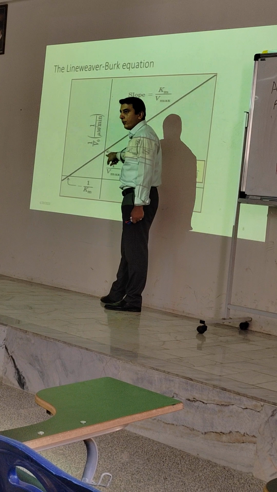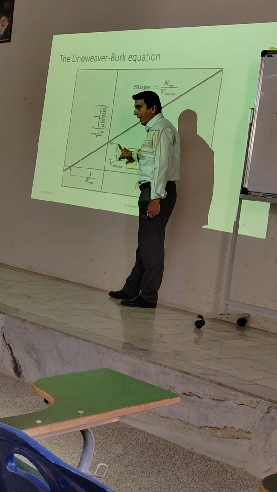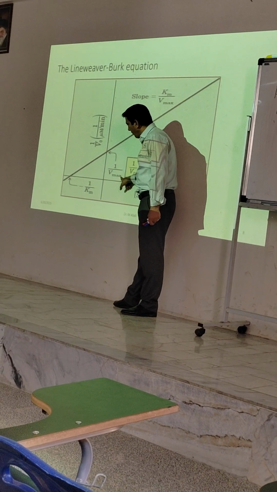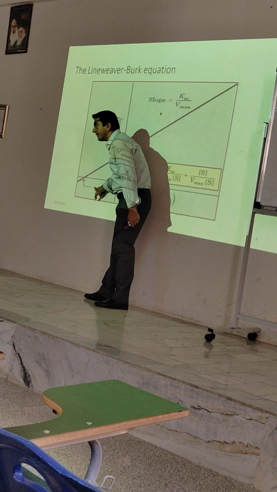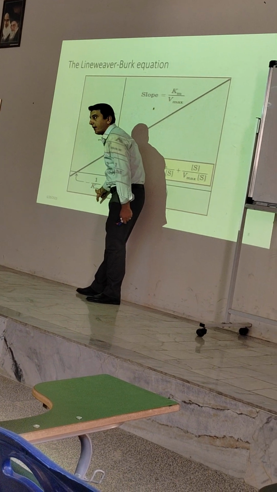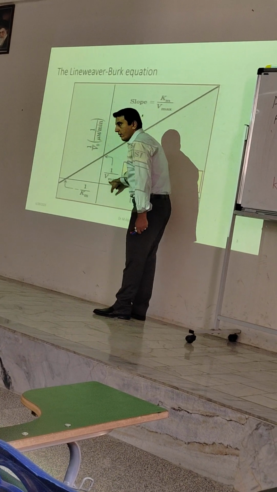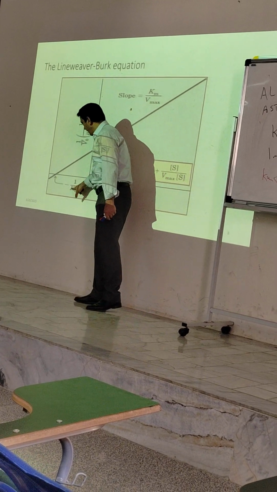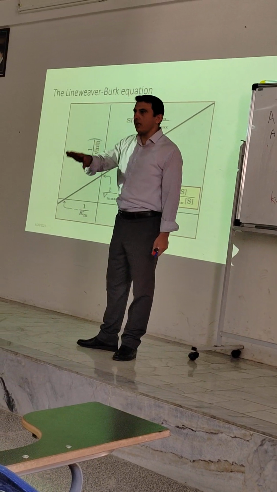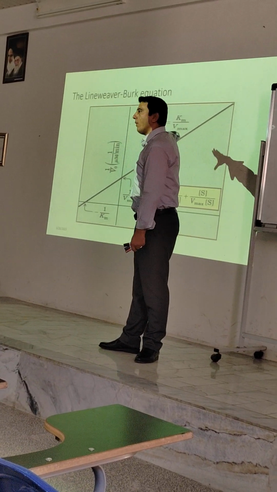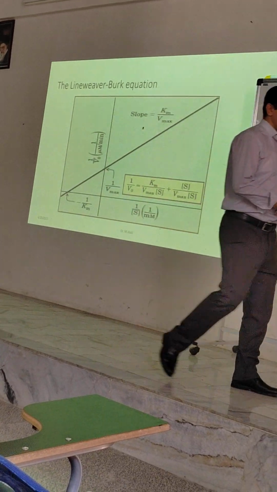We name this point very important. Please write this. We name this point as 1 divided by Vmax. We name this point as minus 1 divided by Km. There are too many questions about this slide.